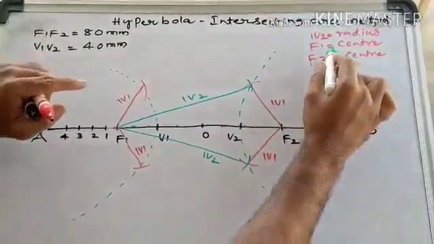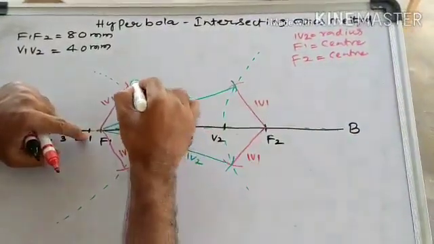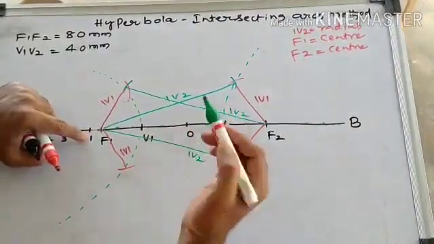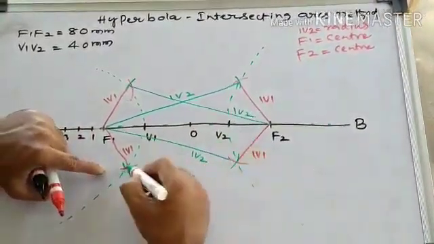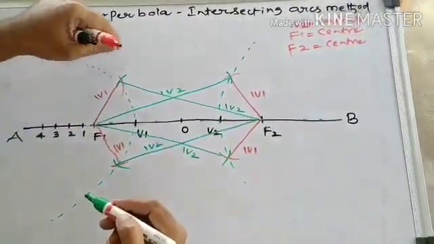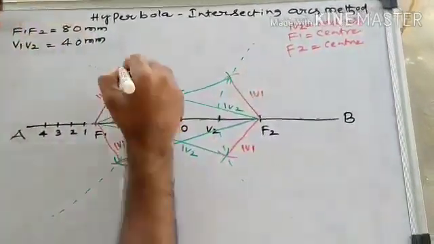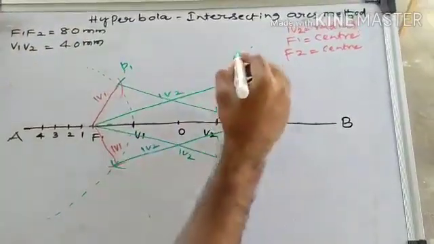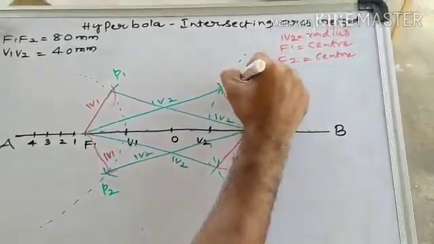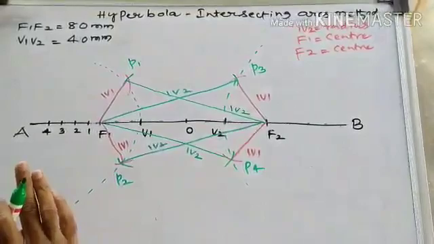Similarly, F2 as a center, we have to cut these arcs. So this is 1 V2, and this is also 1 V2. You are obtaining intersecting points with the respective arcs. Now I am naming them as P1, P2, P3, P4. Four points obtained.